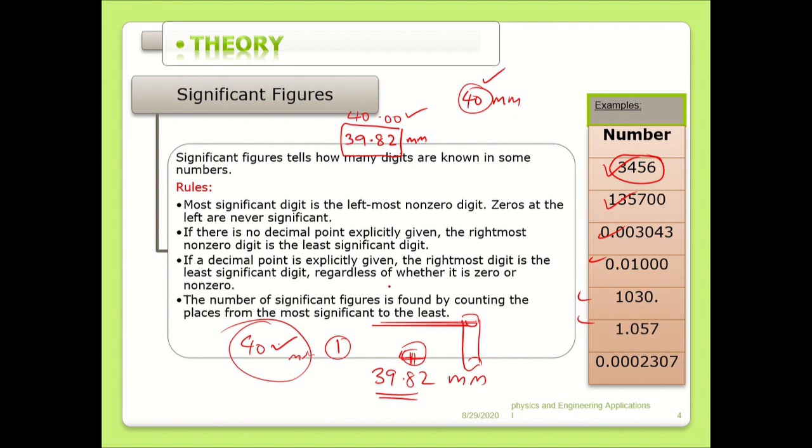So imagine you have a reading which is 40 while you are using the same instrument. That 40 means 40.00. You must write it this way. That means you are maintaining the same significant figures. How many significant figures can that instrument provide? 4.